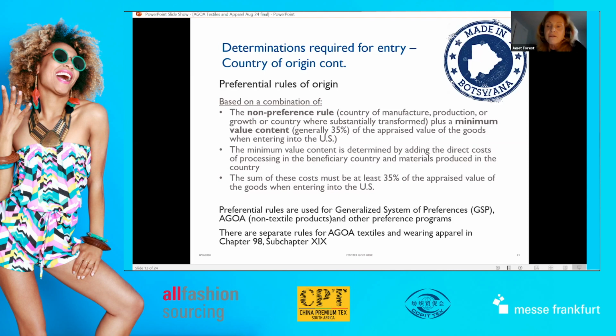Textiles and wearing apparel have an entirely different set of origin rules, and these appear in Chapter 98 of the tariff schedule.